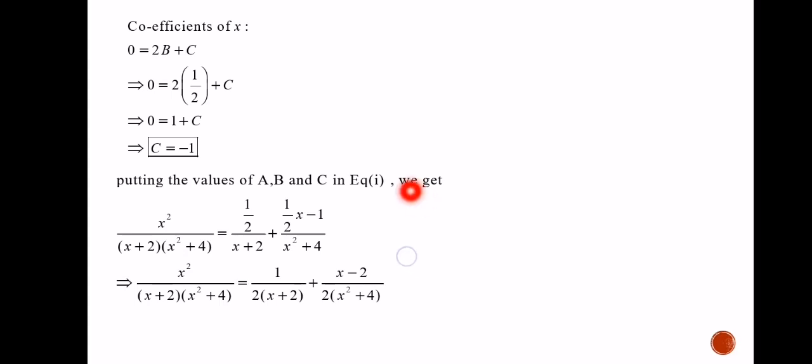This 1 by 2 x and minus 1 can be subtracted to find a single fraction. After subtracting them, we get x minus 2 whole divided by 2, and we have written it over here by bringing down the denominator 2 with x square plus 4. So it becomes 1 divided by 2 into x plus 2 plus x minus 2 whole divided by 2 into x square plus 4.